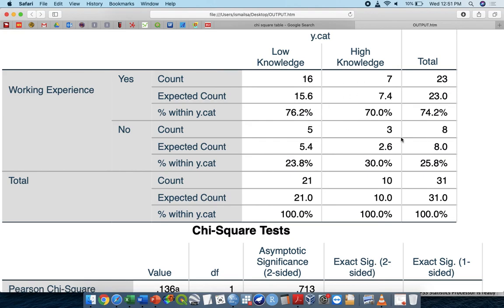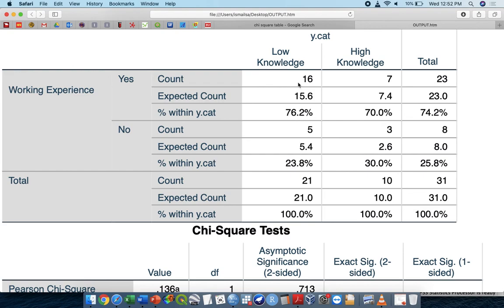The first one, I said just now, the assumption is that the expected count cannot be less than 5 in more than 20% of cells. Is the expected count less than 5? This one not less than 5, right? Expected count not less than 5. This one less than 5? Not less than 5. This one less than 5? Not less than 5. This one less than 5? Less than 5. Therefore, one cell is less than 5.